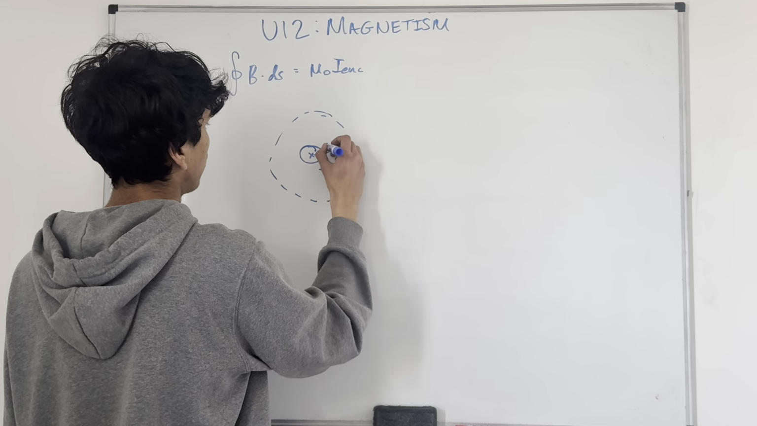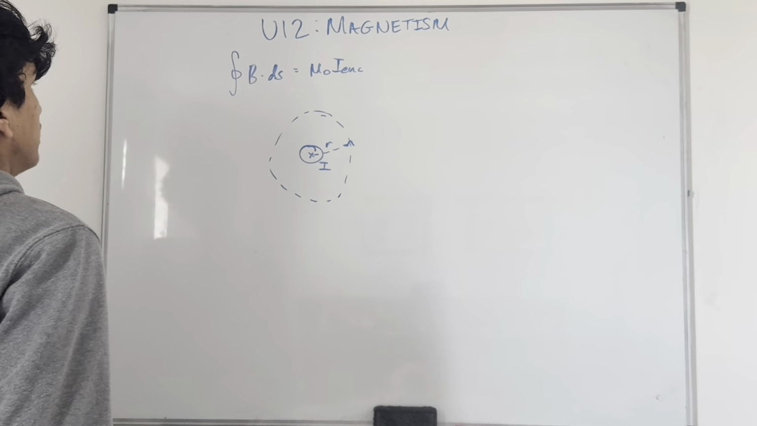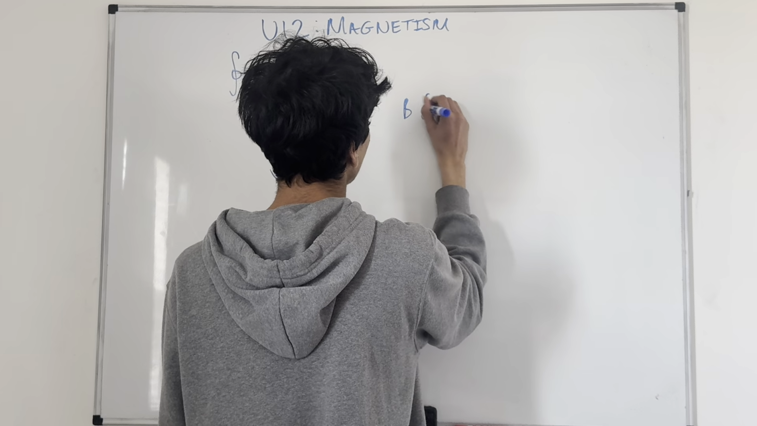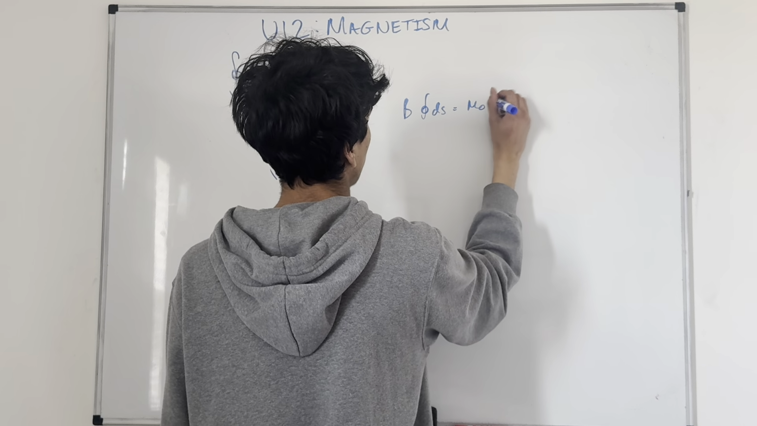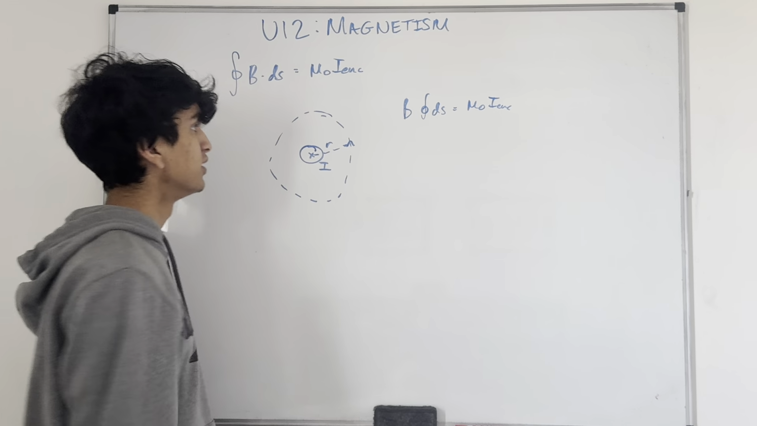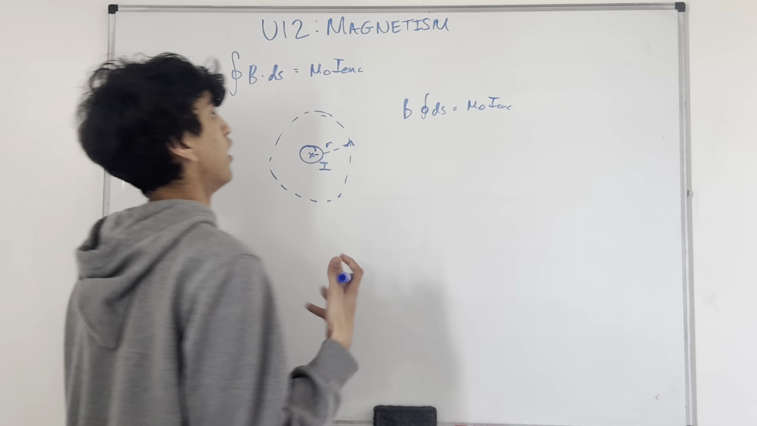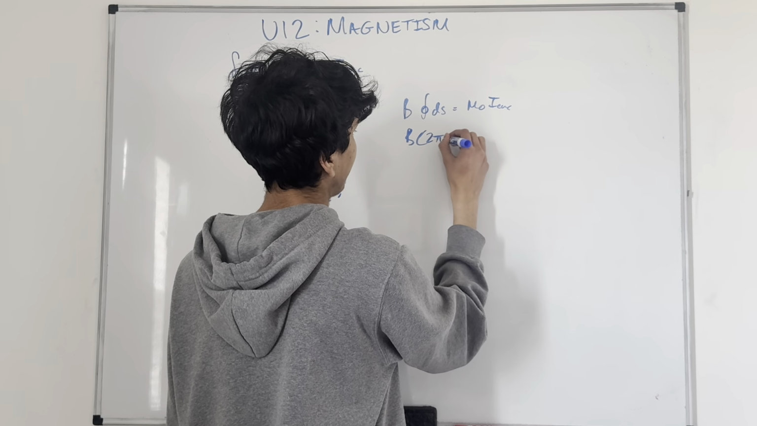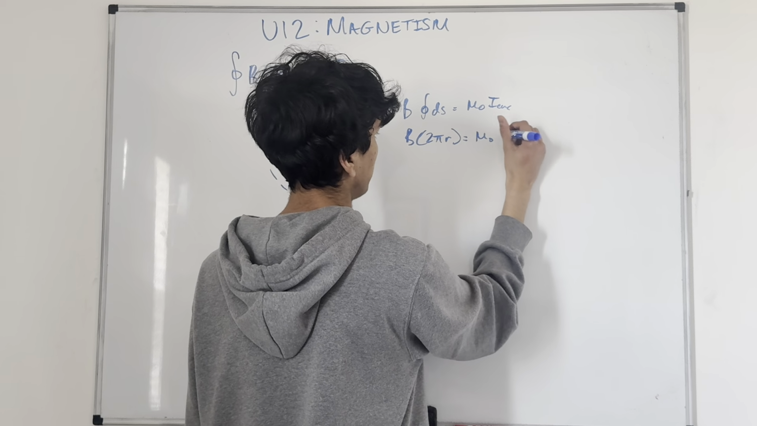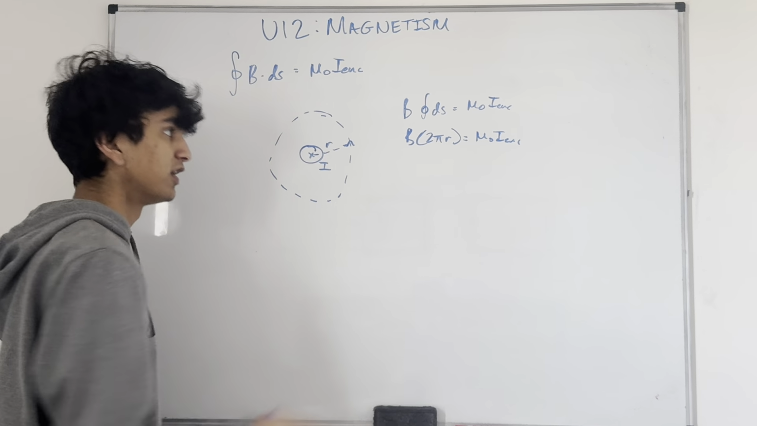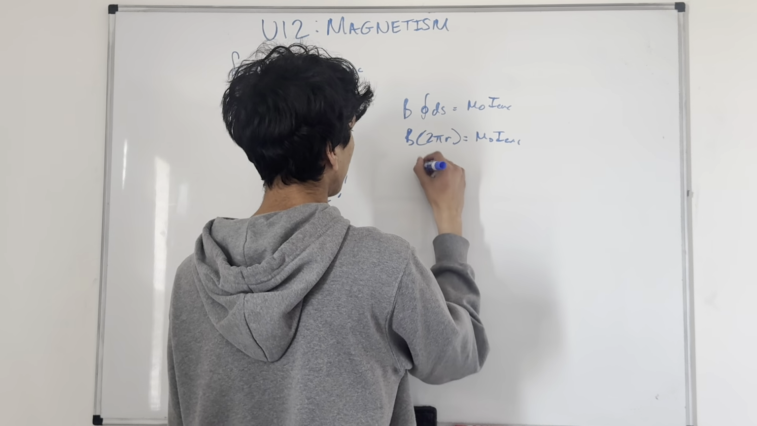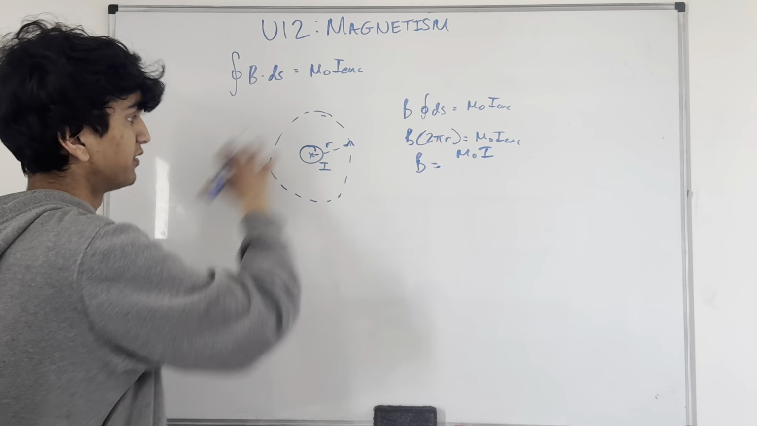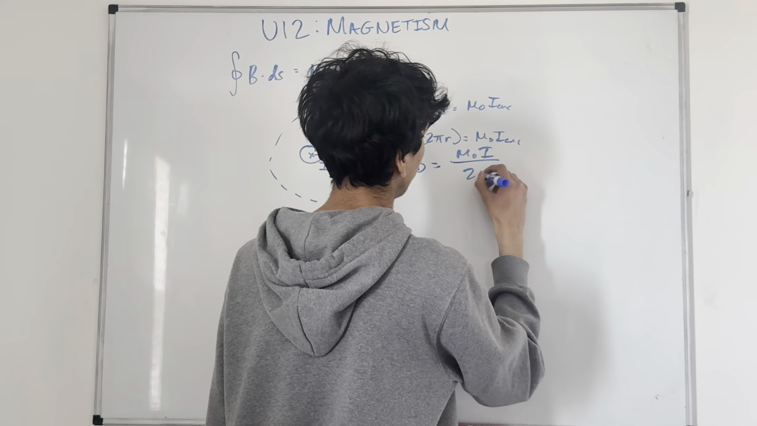Because if it's a point r away, by symmetry you could pull B out of the integral. So B integral ds equals mu naught times I enclosed. I don't know if this is proper notation. Calc 3 students, I'm sorry. But B times 2 pi r, that's the total length, the circumference of that Amperian loop, similar to a Gaussian surface. And I get my equation: B for a wire is mu naught times I, the current enclosed by the loop, over 2 pi r.